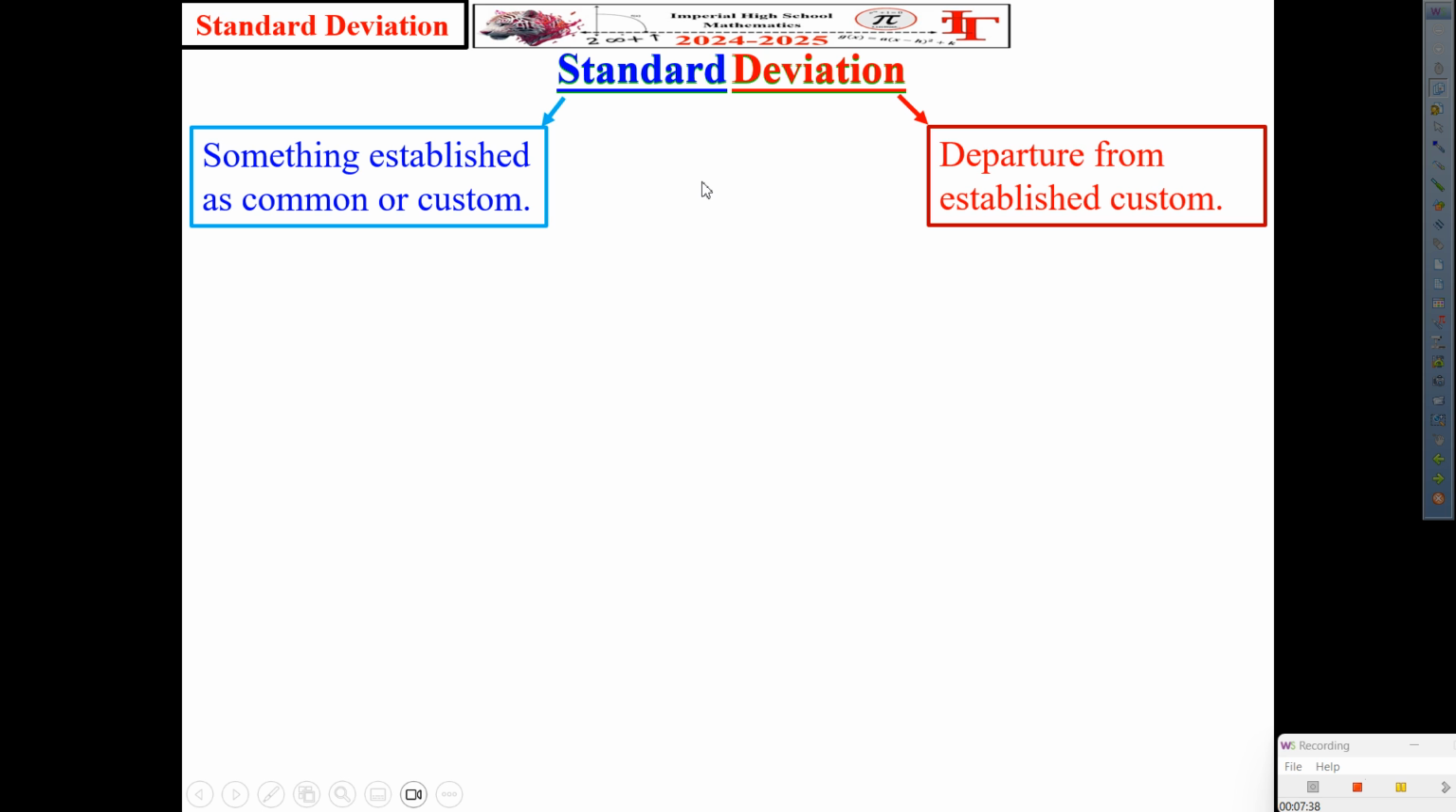So, if the most common thing for everyone is to have breakfast, lunch, and dinner, what does it mean to have something that's deviating from that? Deviation. That means that there's someone that doesn't have breakfast, lunch, and dinner. Maybe they just have breakfast and dinner. That's a deviation from something established. How about someone that only has lunch, one meal a day?